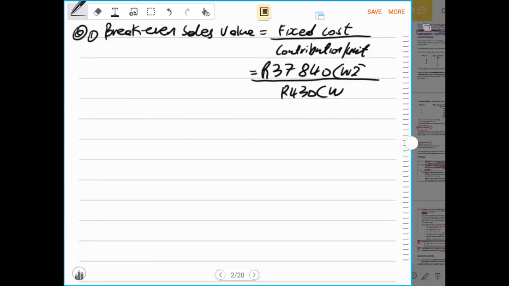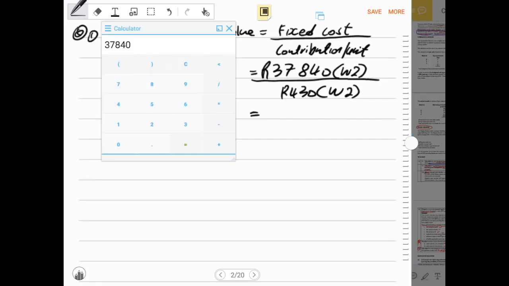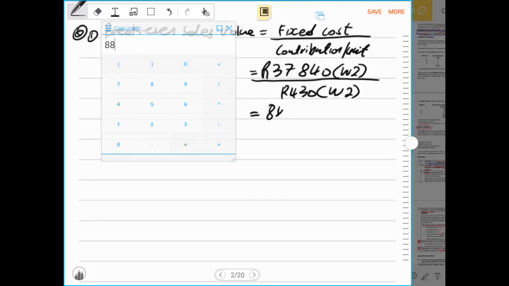The way you number your working cannot be structured, but as long as you can give a right direction to the examiner. So now we have 37,840. We divide this by 430 and it gives us 88 units per batch.